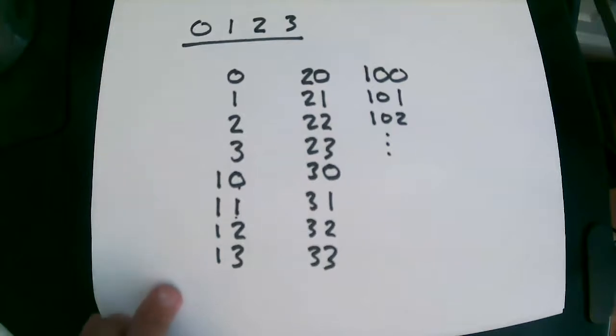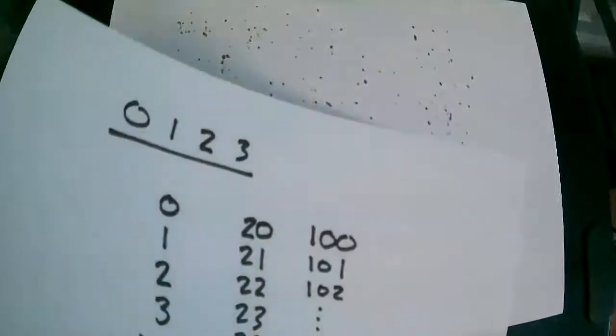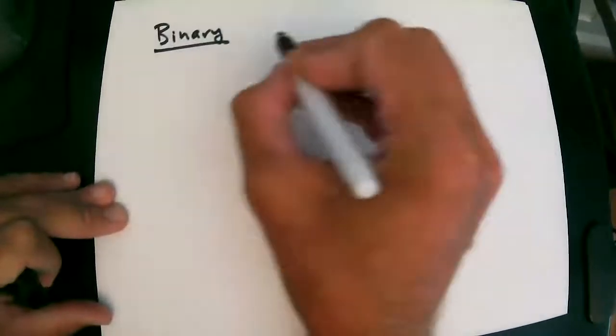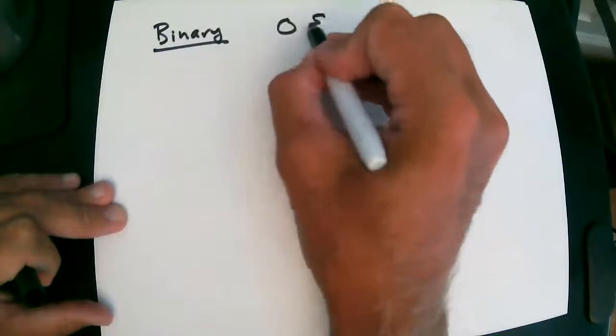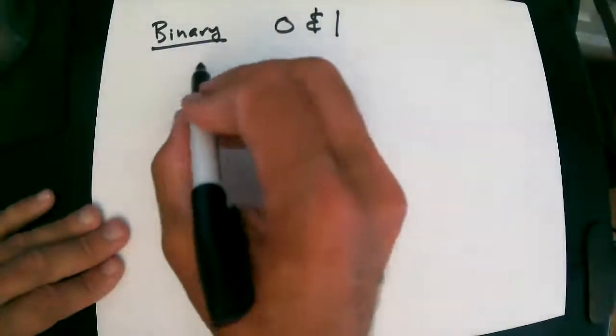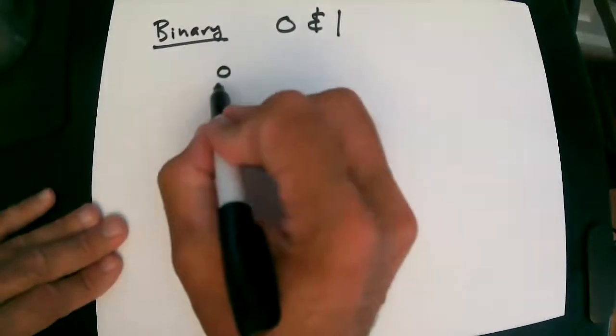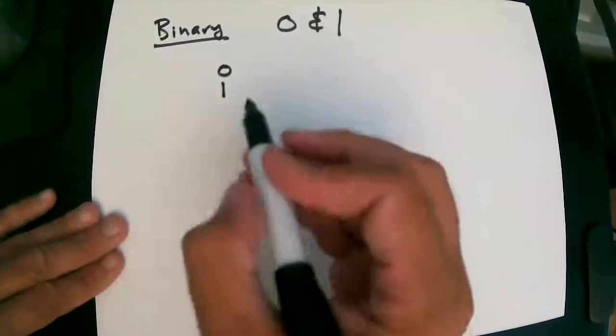All right, so let's restrict ourselves a little bit further, okay? And now we'll go to a system, the binary system. And this just means we have 2 symbols to work with, 0 and 1, and that's it. And let's think about how counting would look. All right, so if I were counting, I would start with 0 like I always do. And the next number would be 1. I only have 2 symbols, right?